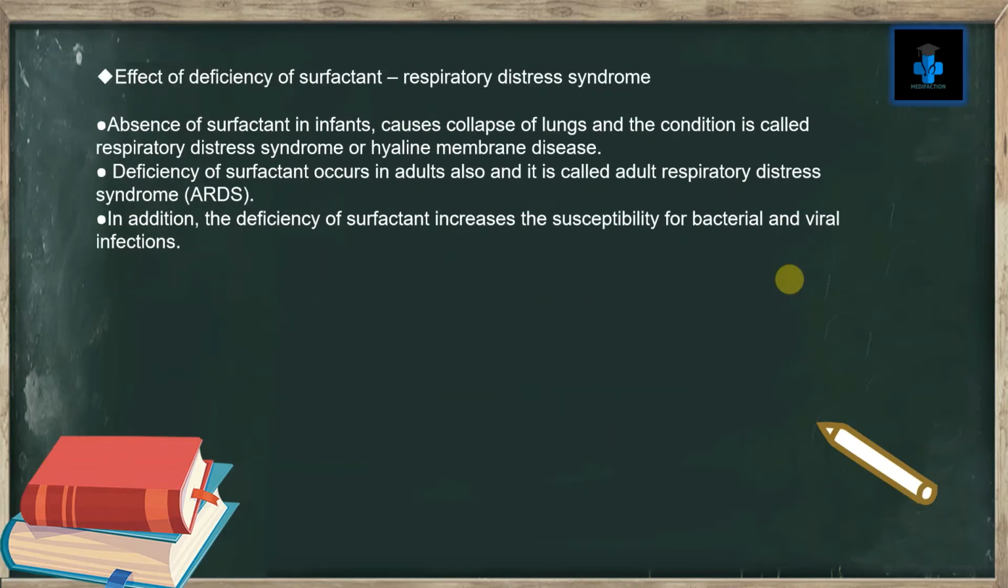Effect of deficiency of surfactant. Respiratory distress syndrome. Absence of surfactant in infants causes collapse of lungs, and the condition is called respiratory distress syndrome or hyaline membrane disease. Deficiency of surfactant occurs in adults also, and it is called adult respiratory distress syndrome. In addition, the deficiency of surfactant increases the susceptibility of bacterial and viral infections.